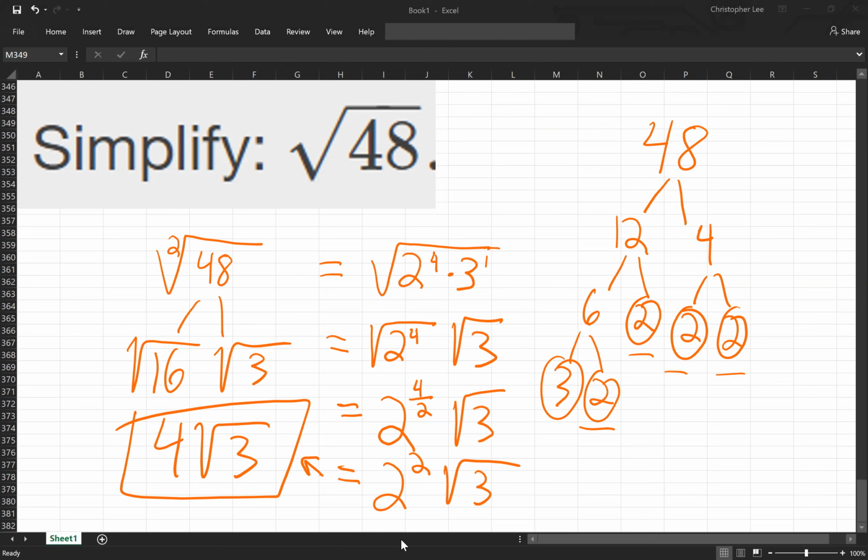Because 24 is not a perfect square. Yeah, it has to get broken down.